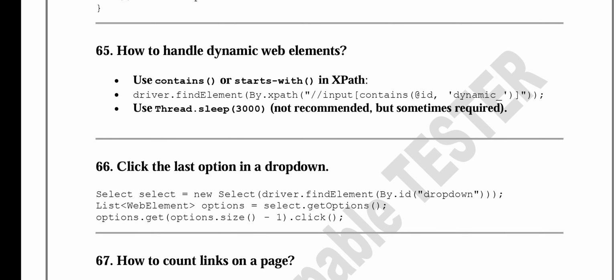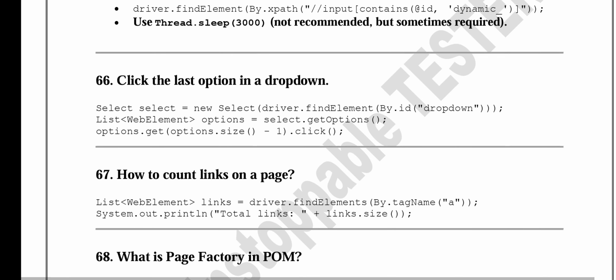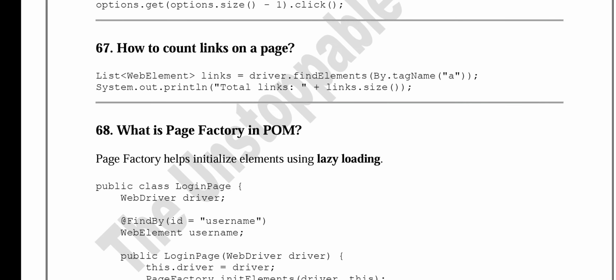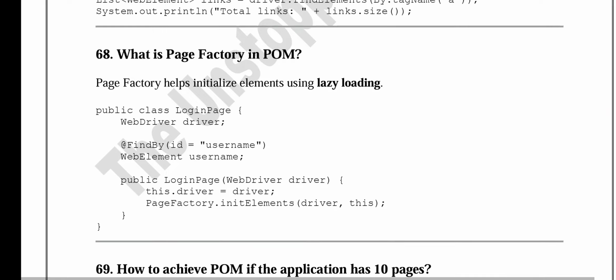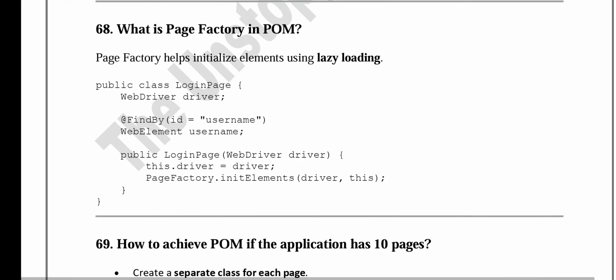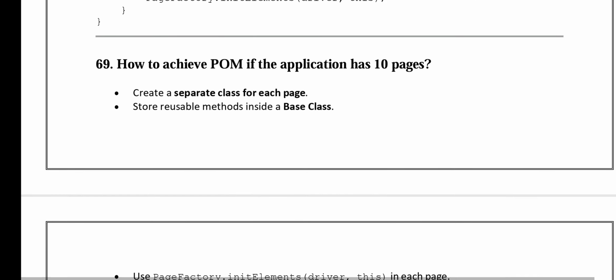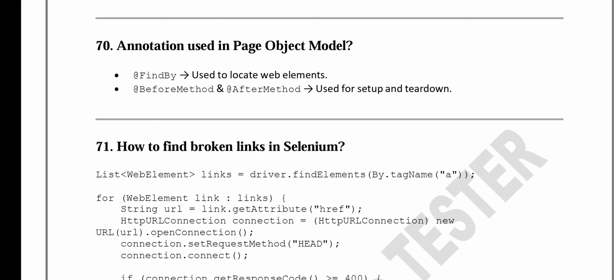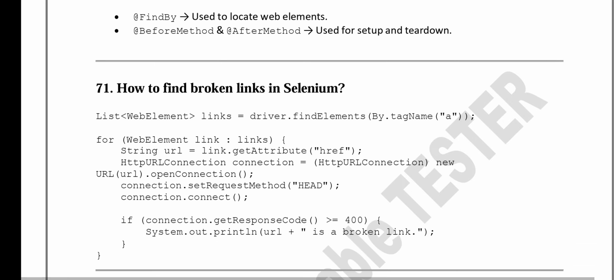How to handle dynamic web elements? Okay, how to click the last option in a drop-down? How to count the links on a web page? What is page factory in page object model? How to achieve POM if the application has 10 pages? What are the annotations used in page object model?